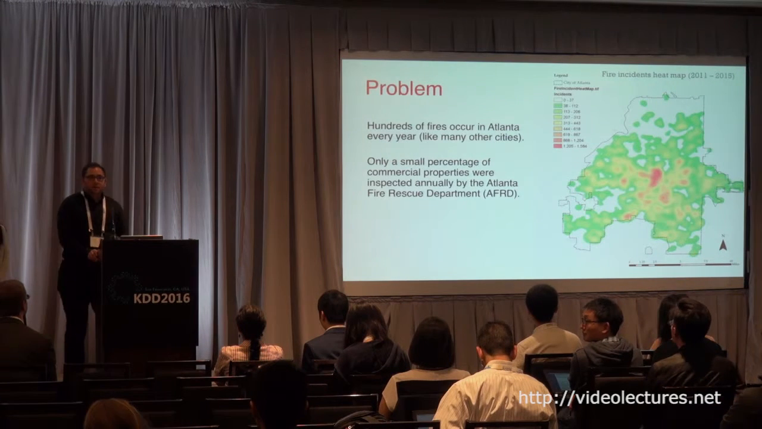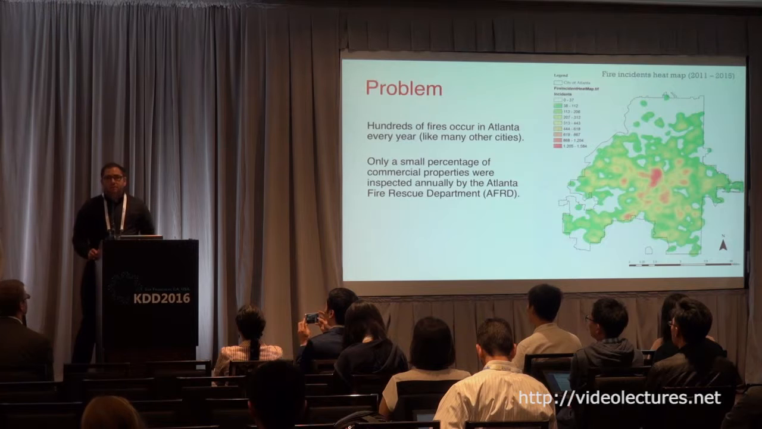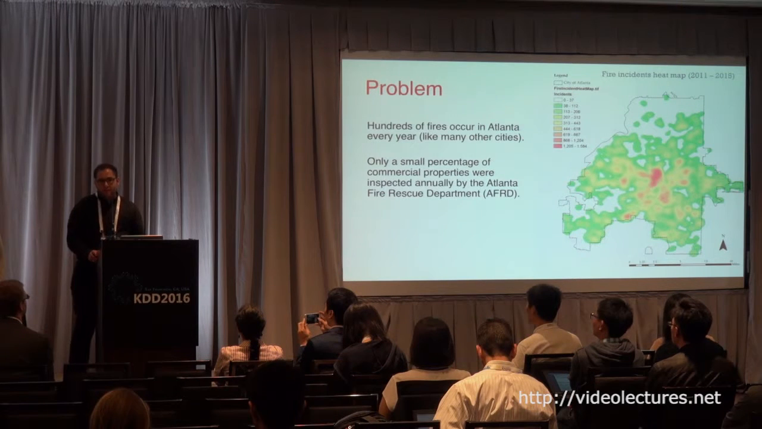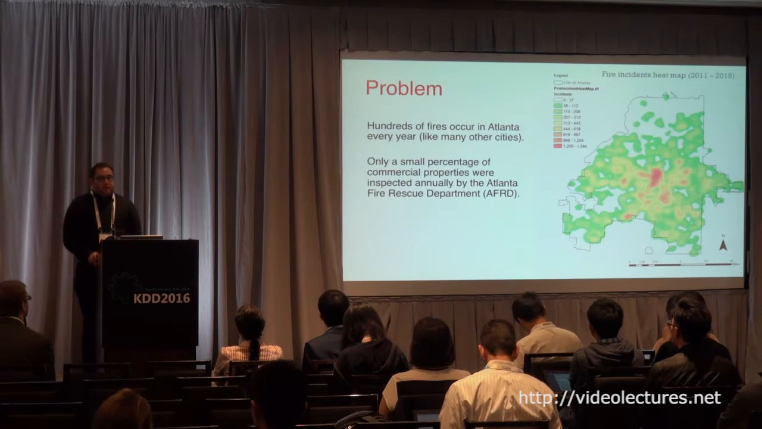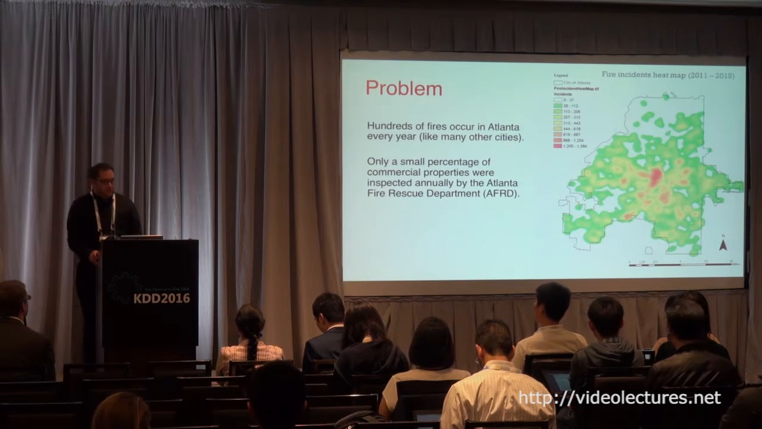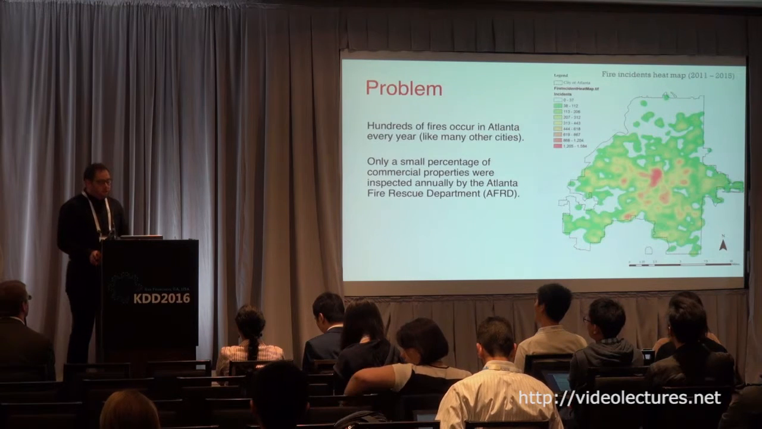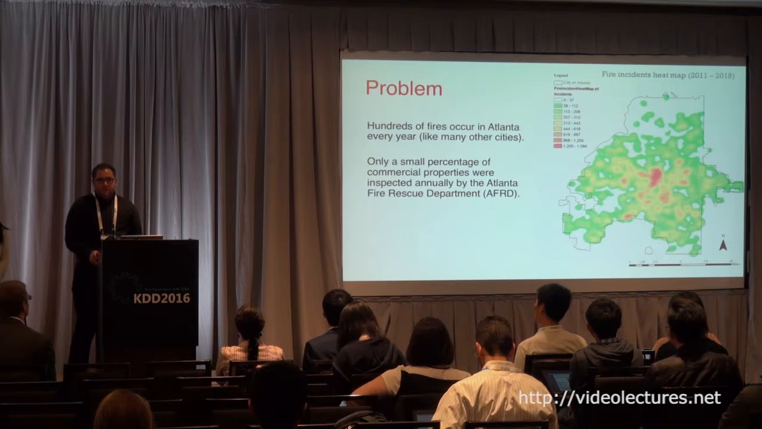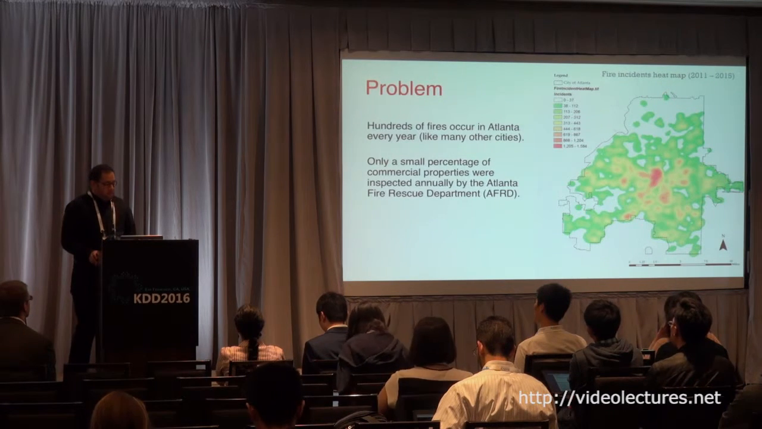So the problem here, like many cities, there are hundreds of fires that occur every year in Atlanta. And one way to reduce fire is to actually inspect the buildings that are at risk of having fires so you can eliminate potential fire hazards. But only a small percentage of the properties in Atlanta were actually being inspected each year. And one of the reasons that this was happening is because it's really hard to figure out which properties actually should be inspected out of all of the properties in the city.